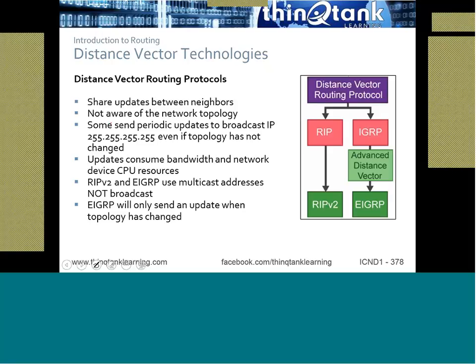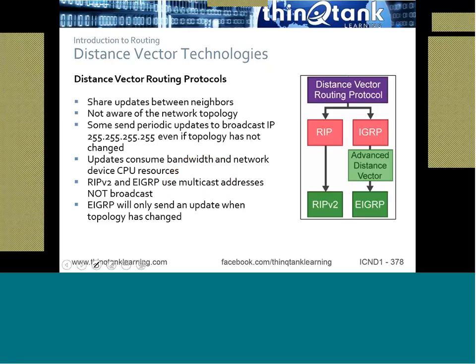Really, it's not very efficient. Now, RIP version 2 and EIGRP switched from using broadcast packets to disseminate routing information to using multicast, which is good. Multicast means that only the devices that need to see that information, in other words, the devices participating in that particular multicast group, are going to actually use that information.